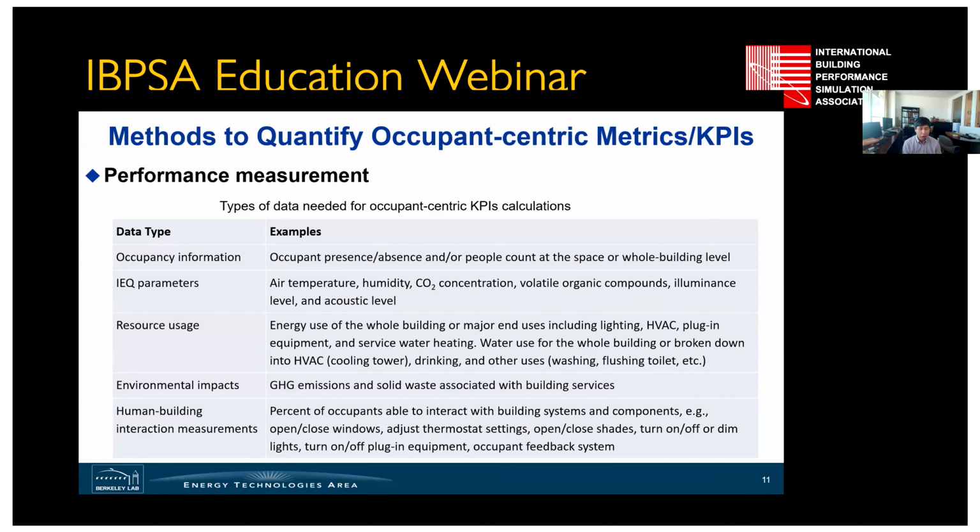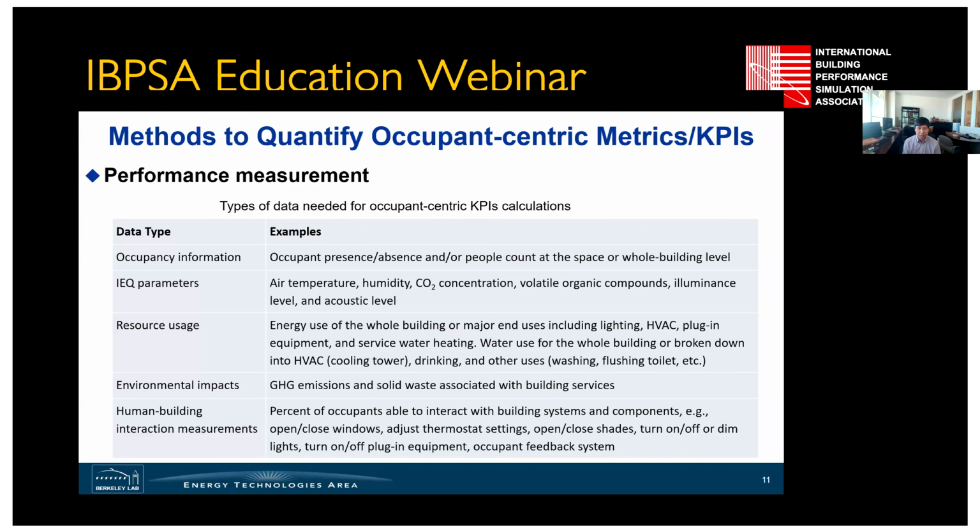So now I'm going to talk about different approaches to how we quantify the occupant-centric performance metrics. And I think the first approach is performance measurement, right? I think now it's low-cost sensors and meters that can do a good job of collecting the data we need for use in the calculation of the occupant-centric KPIs. And the table shows the typical data we collect from the sensors, meters, or devices.